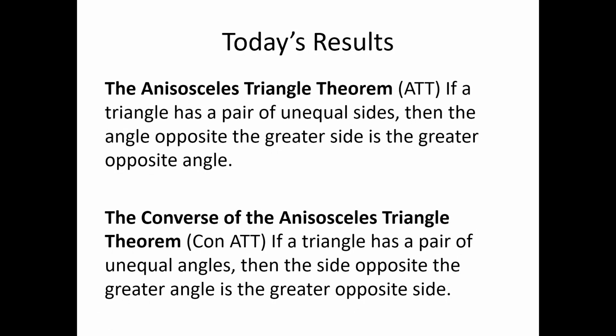So if we have a not isosceles triangle, that means that presumably we have a pair of unequal sides. And what the theorem says is that the angle that is opposite the greater of the two sides is the greater of the two opposite angles. Okay, so greater angle opposite greater side. And conversely, if you have a pair of unequal angles with one greater than the other, then the side opposite the greater angle is the greater of the opposite sides. So this is, I think, exactly what you would expect.